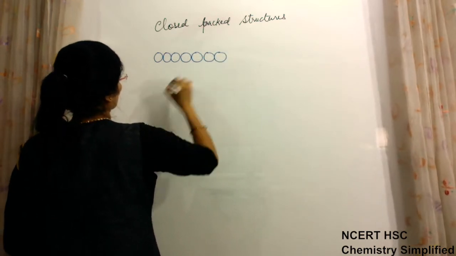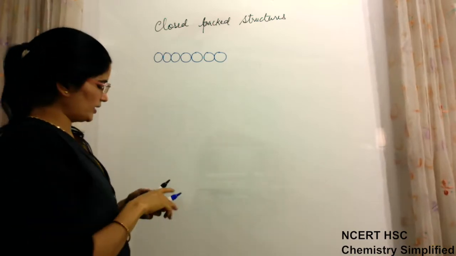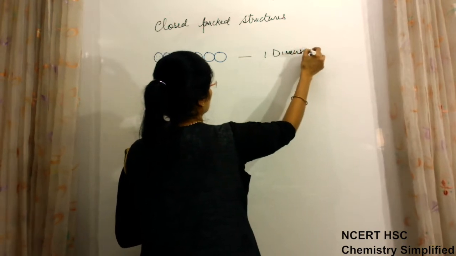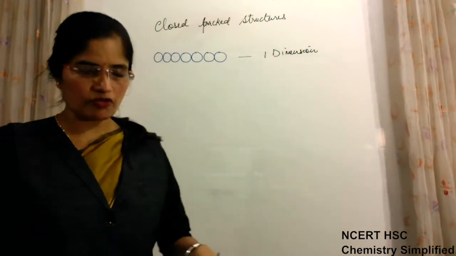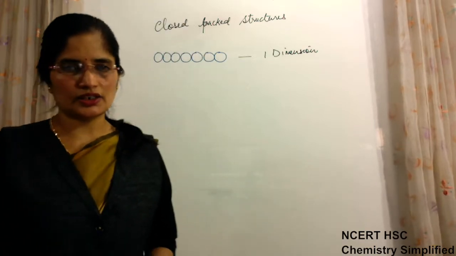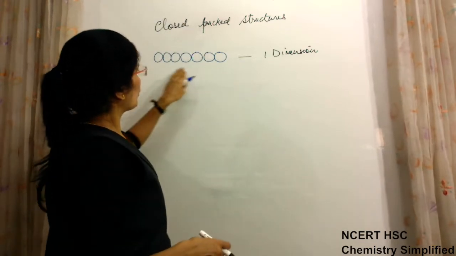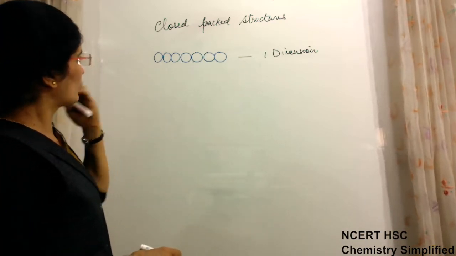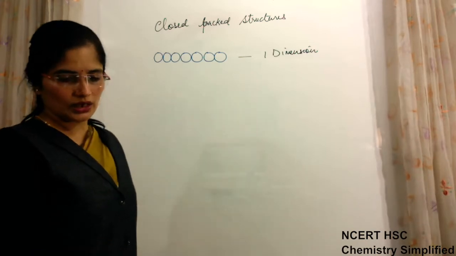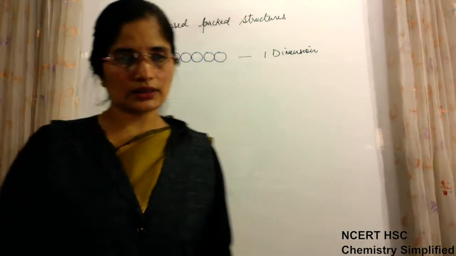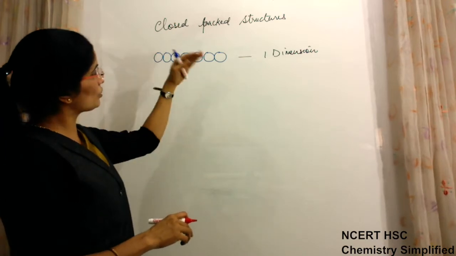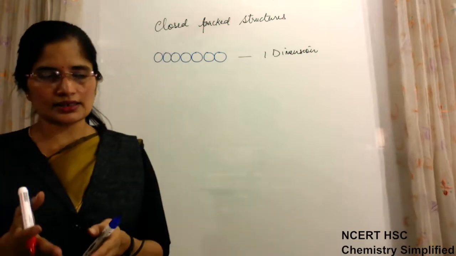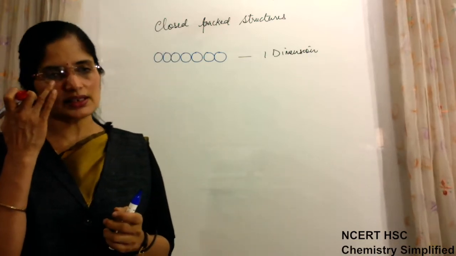Now this is a close packed structure in one dimension. We have just taken a row of particles and arranged them. So this is one close packed structure in one dimension. No height, no width we have taken, only arranged particles in one way. Now we will discuss close packed structures in one dimension, two dimension, then three dimension, because a crystal or a unit cell is a three-dimensional structure.